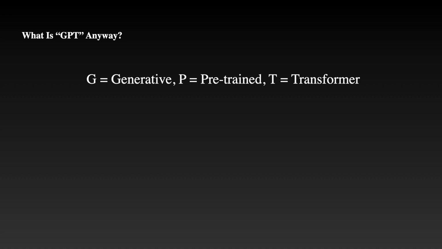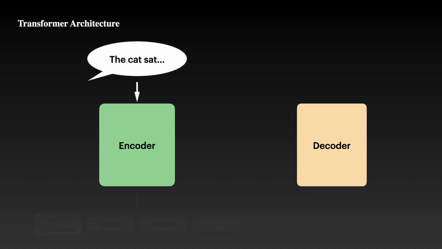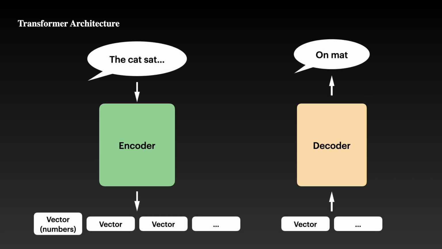What is GPT anyway? GPT stands for Generative Pre-trained Transformer, a model that learns in two phases. First pre-training, then fine-tuning. Transformers are made of encoder-decoder modules. Encoder is used to encode words into vectors, which are a set of numbers. Decoder is used to decode vectors into words.